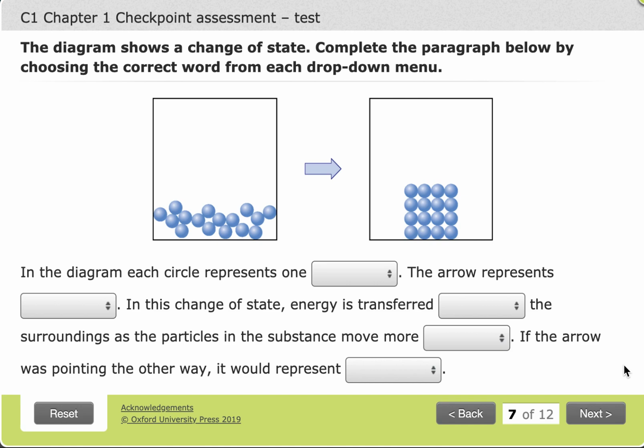Our C1 particles checkpoint test, slides 7, 8, and 9. We've got two pictures here, one of a liquid and one of a solid, and we want to fill in some gaps about those two pictures. First one there, in the diagram, each circle represents a particle.